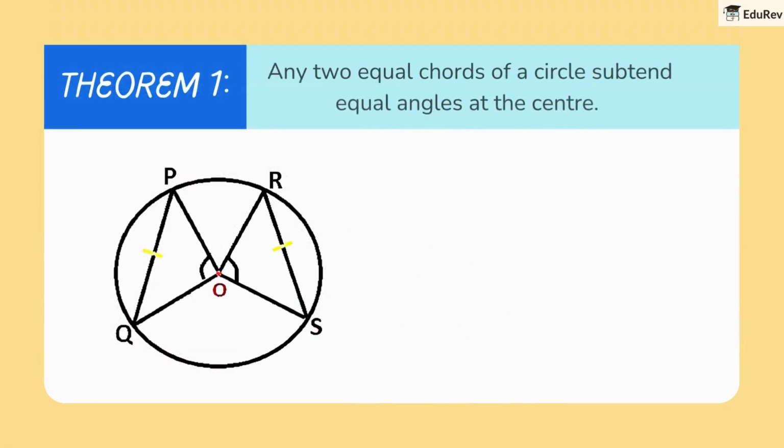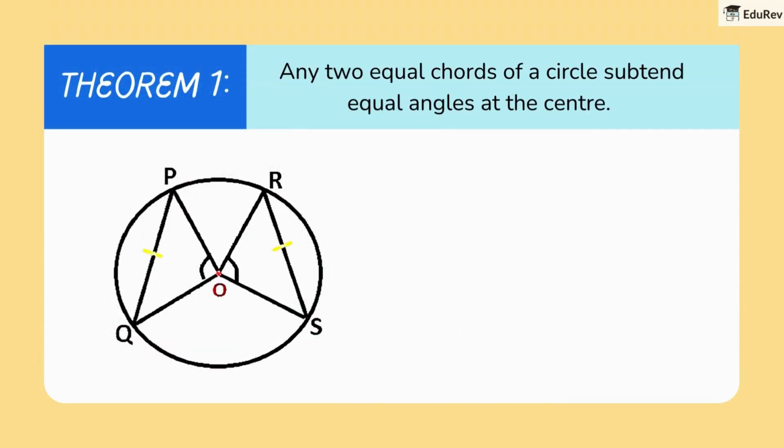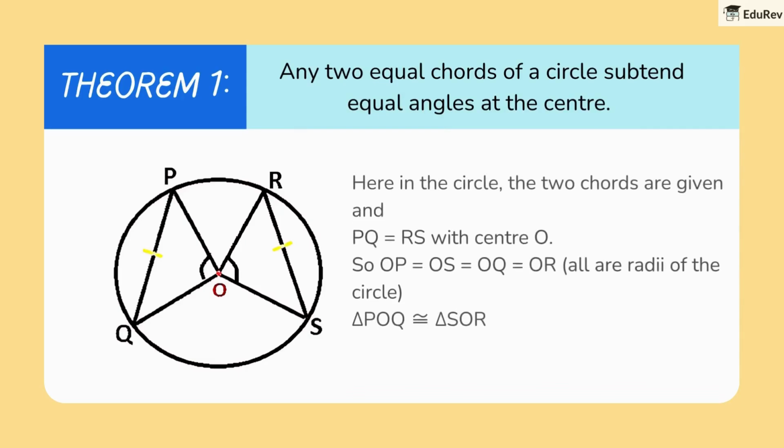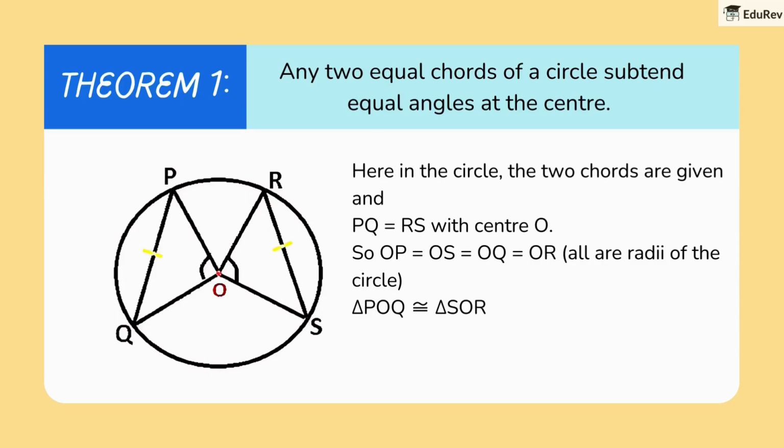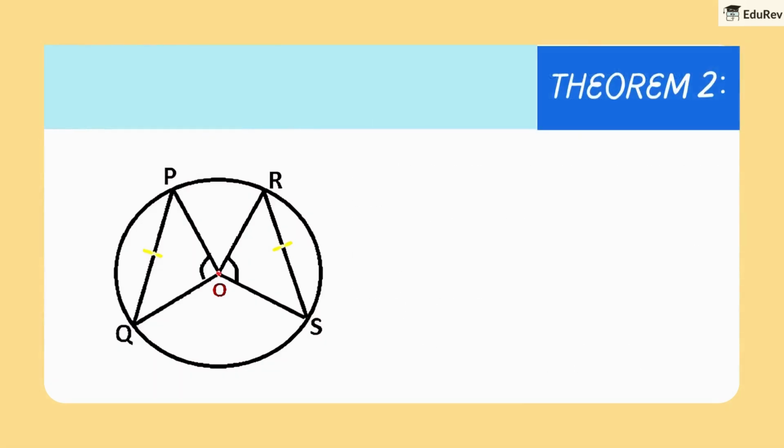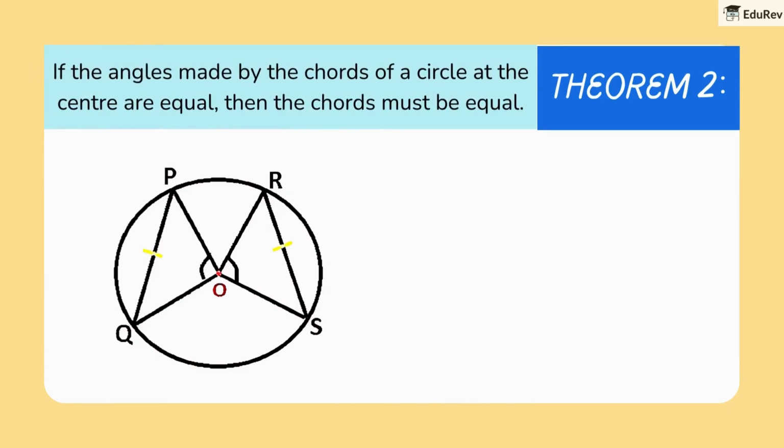Theorem 1. Any two equal chords of a circle subtend equal angles at the center. Here in the circle, the two chords are given and PQ is equal to RS with center O. So OP is equal to OS is equal to OQ is equal to OR. All are radii of the circle. Triangle POQ is congruent to triangle SOR. Angle POQ is equal to angle SOR. Theorem 2. If the angles made by the chords of a circle at the center are equal, then the chords must be equal. Theorem 2 is the reverse of Theorem 1.